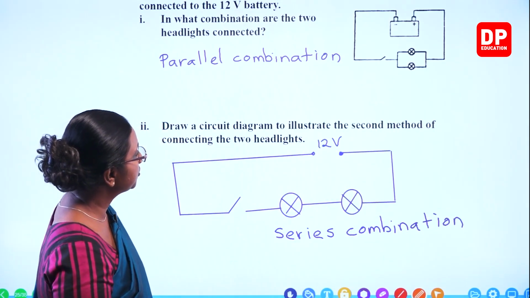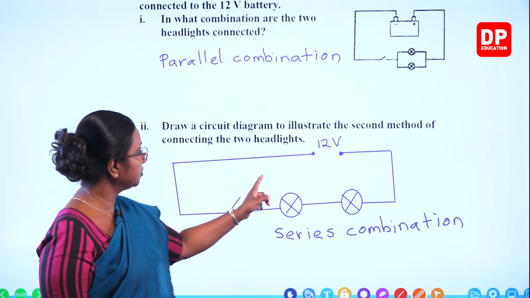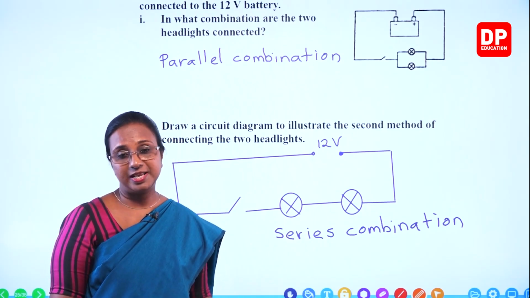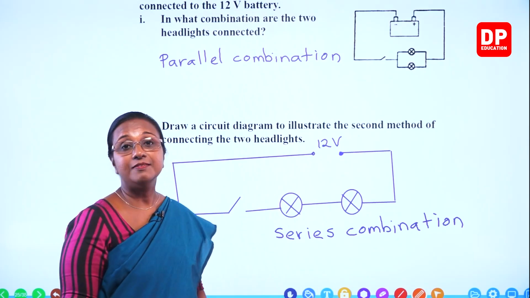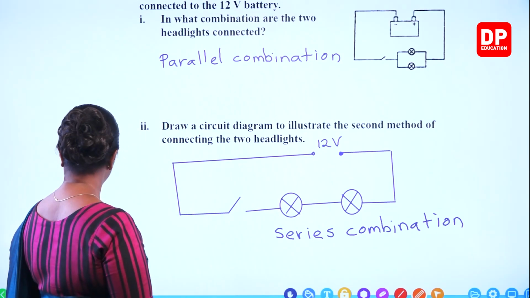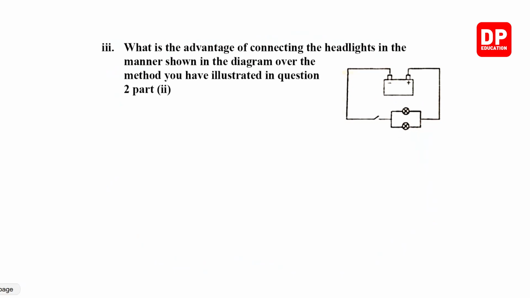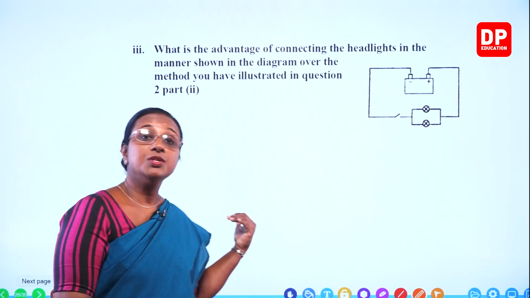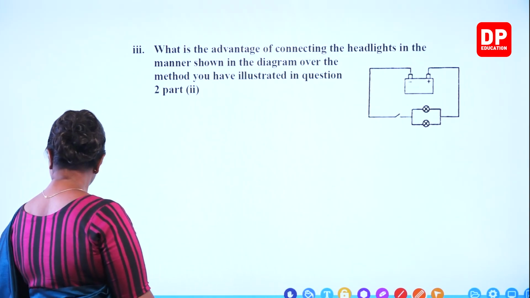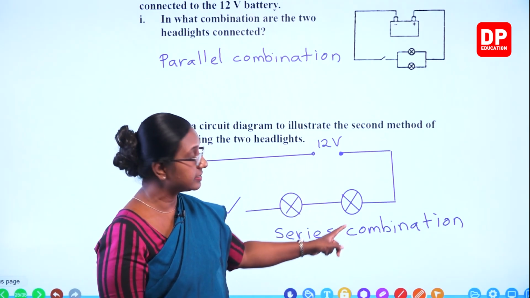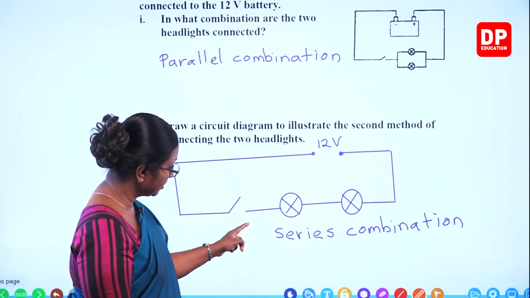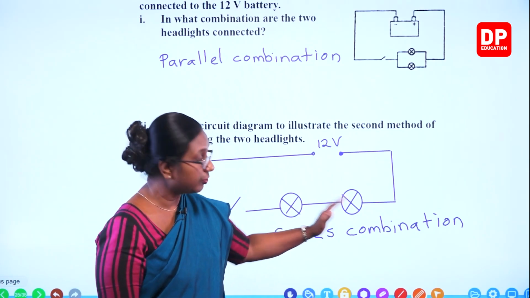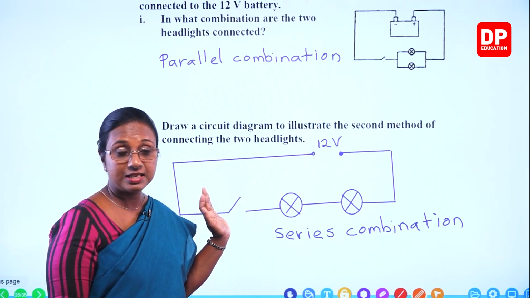Draw a circuit diagram to illustrate the second method of connecting the 2 headlights, the series combination. With that, we'll move on to the next part of the question. What is the advantage of connecting the headlights in the manner shown in the diagram over the method you have illustrated in question 2, part 2? That is the previous one. So, if we go back and check the diagram, here you can see the series combination. Now, when you close this switch, the current flows through both the bulbs, the headlights.